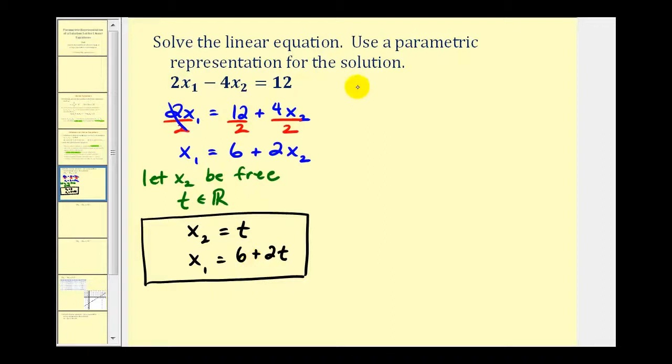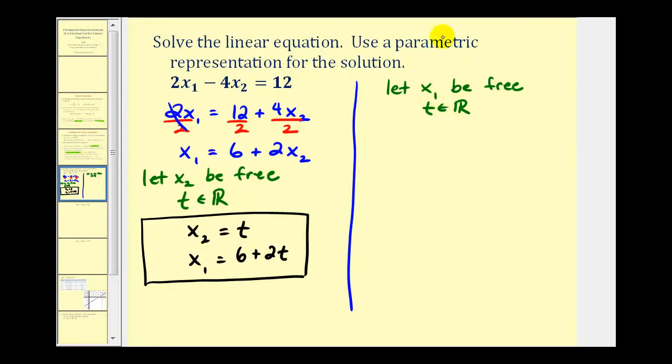So just to illustrate this, let's say we let x sub 1 be our free variable. And again, we let t be any real number. But in this case, to form our parametric representation, let's let x sub 1 equal t. And therefore, using this equation here, the second equation would be t equals 6 plus 2 times x sub 2. And now we'd have to solve this equation for x sub 2.